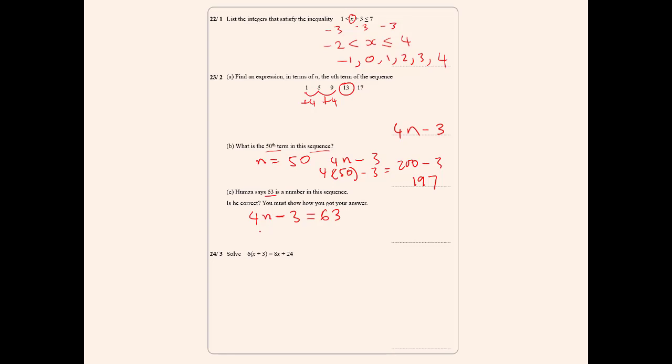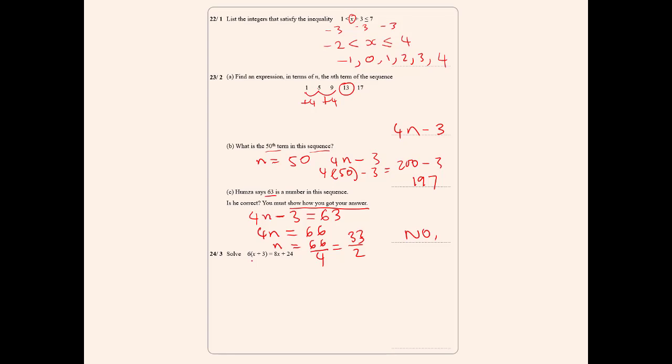So add 3 on both sides. So 4n is equal to 66. Divide by 4 both sides. n equals 66 divided by 4. Now 4 does not go into 66. If you simplify it, that'll give us 33 over 2, and it's not a whole number. So therefore the answer is no. Obviously you have to show your working as well, and this is all your working here.